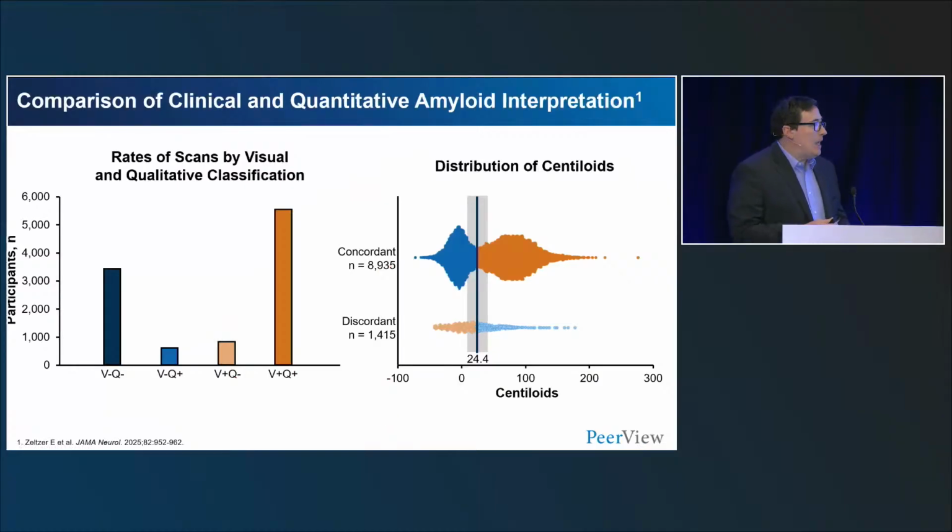So Centiloid and visual reads tend to perform quite similarly. There are some discrepancies, but then there's discrepancies between even expert readers. And so while it can help, and there is some data suggesting that, particularly with new readers, it may boost performance some, there's generally good agreement, and in roughly 85 to 90% of cases, there's good agreement between Centiloid values and visual reads. And you can see, this 24 was used as a cutoff in this study.